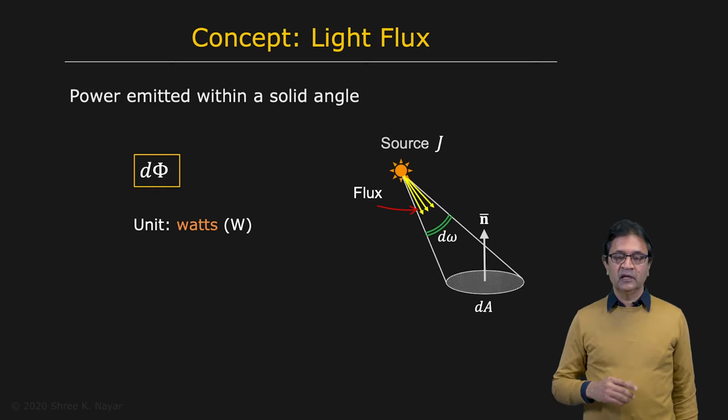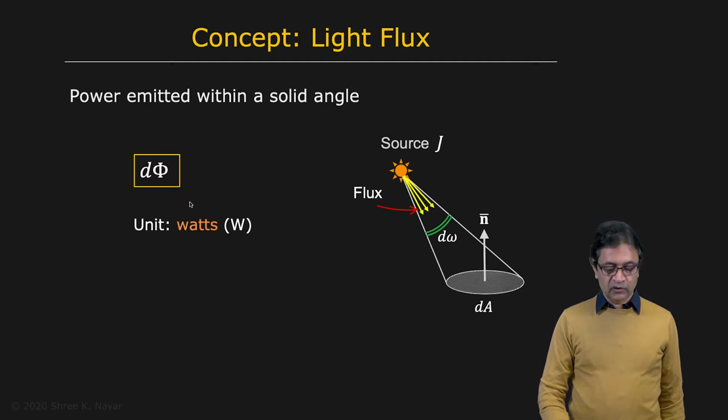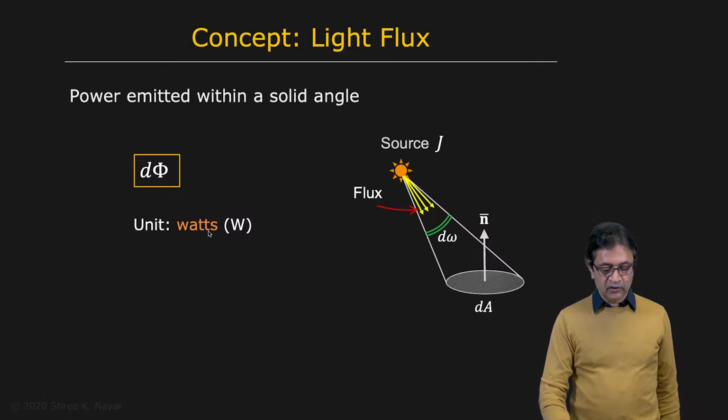Let's start with light flux. So you have a light source here which is illuminating the surface, and the light flux is nothing but the power emitted by the source within a solid angle. So if you take this solid angle here, which is d omega, then we can say that the flux that is emitted within d omega is d phi, and that's expressed in terms of watts. That's the unit of flux.